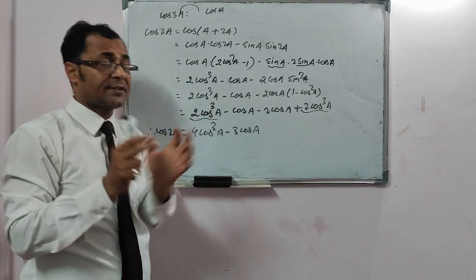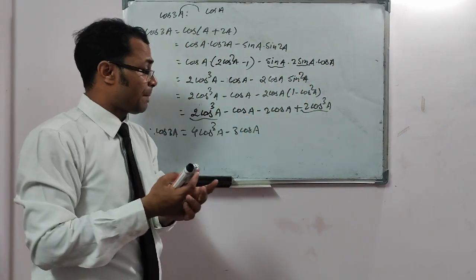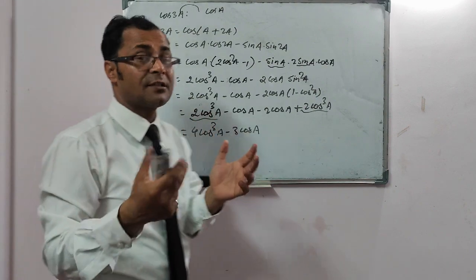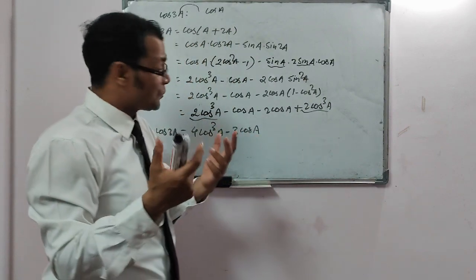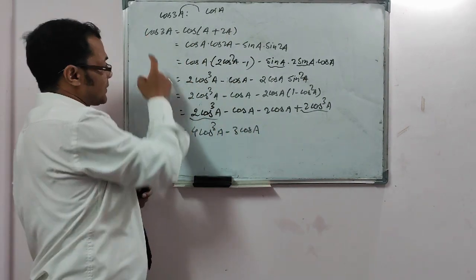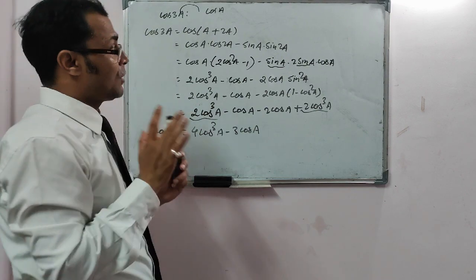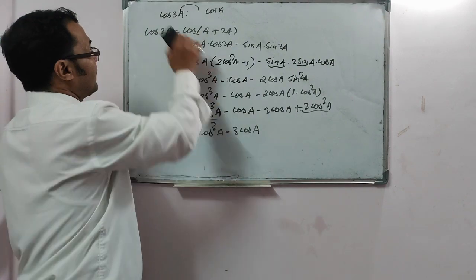So these formulas are very simple. You guys don't need to panic, because it's just like playing with the formulas. Once you start enjoying this, it's very simple. So this is the formula of cos 3A. Now I'm going to show you how to make the formula for tan 3A. So let's go for that.